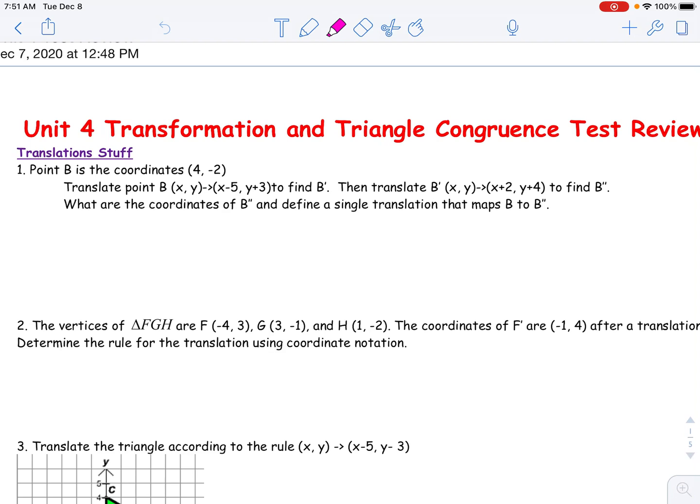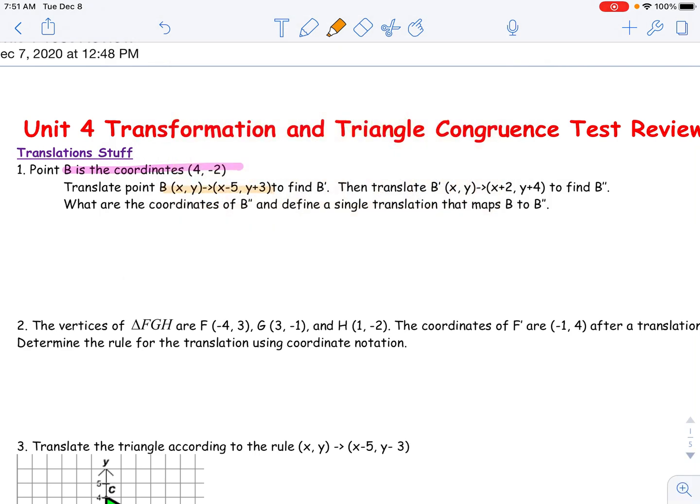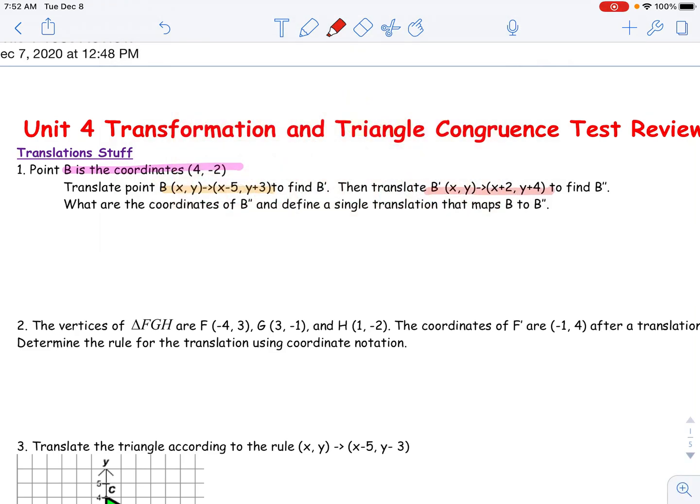So we got point B with these coordinates right here, 4, -2. We're going to translate point B according to the rule (x, y) arrow (x minus 5, y plus 3). So remember, that's left 5, up 3. That's how we get B prime. Then we're going to do another transformation to get to B double prime, (x, y) arrow (x plus 2, y plus 4). So right 2, up 4 to find B double prime. What are the coordinates of B double prime, and define a single translation that maps B to B double prime?